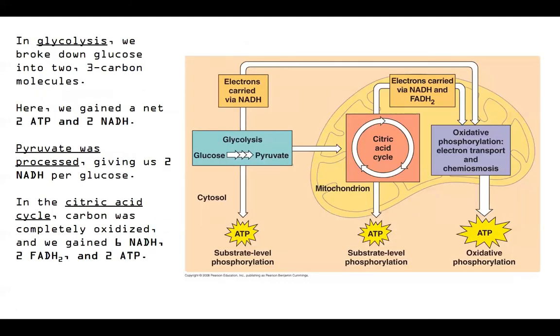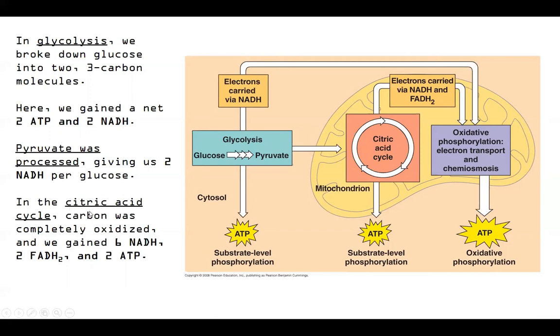So what exactly did we get? In glycolysis, we broke down our glucose into 2 molecules of pyruvate, and this gave us 2 net ATP and 2 NADH. Remember that NADH is important. That's our electron carrier. That's where those electrons go before they can make it to oxygen. After that, we process pyruvate just after we enter the mitochondria, and we're going to end up with 2 NADH per glucose.